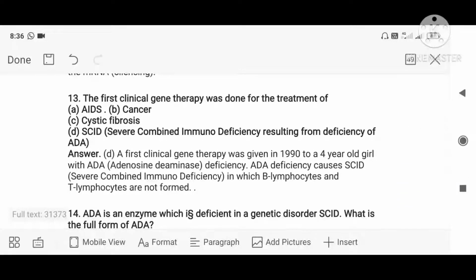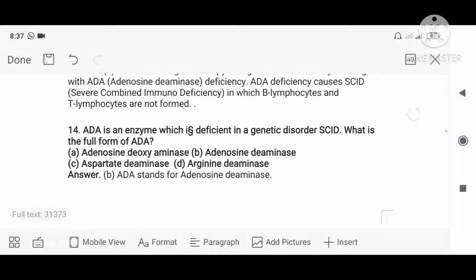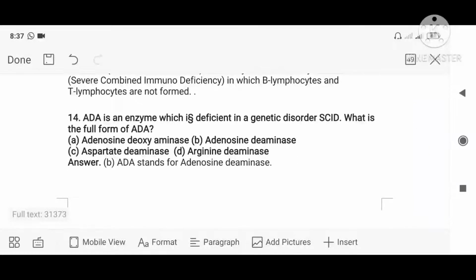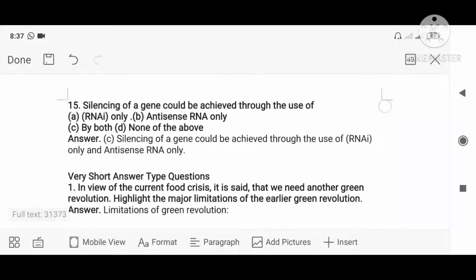First clinical gene therapy was done for the treatment of, for what treatment? You know ADA, isn't it? So, the answer will be SCID. So, severe combined immunodeficiency, 4-year-old girl, you know, isn't it? So, this is done, you can learn. ADA is an enzyme which is deficient in the genetic disorder SCID. What is the full form for ADA? Adenosine deaminase. So, you have learned this one, hope that is clear, nothing to explain.